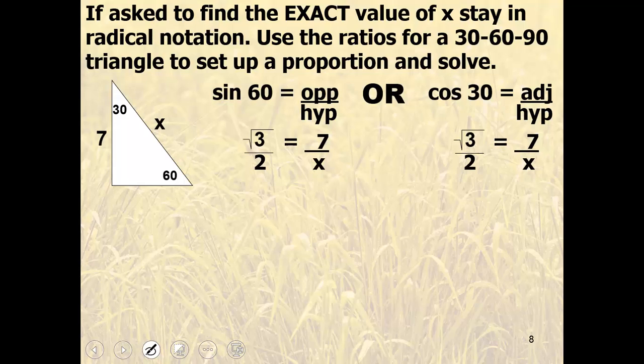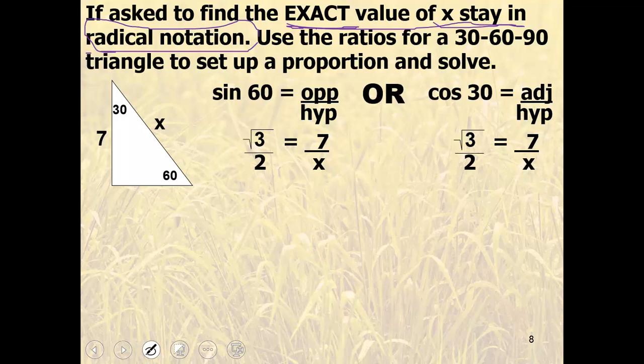All right. The key to getting answers correct on tests is to look for the word exact value. If it asks for an exact value, stay in radical notation. That means use these ratios, these consistent, beautiful ratios, 1/2, square root of 3 over 2, square root of 3 over 3. Use those ratios and set up a proportion, all right? So there's usually more than one way to solve this triangle.